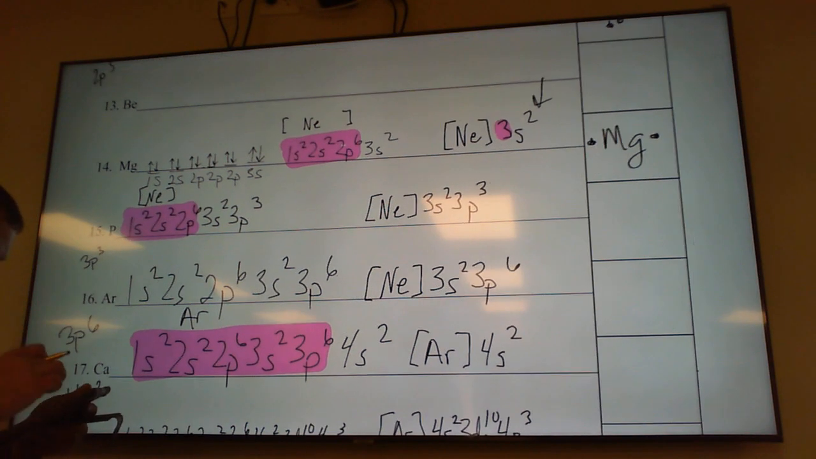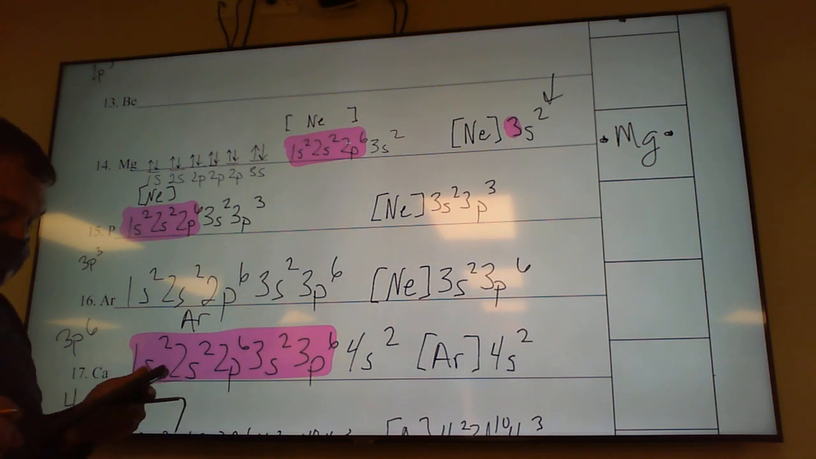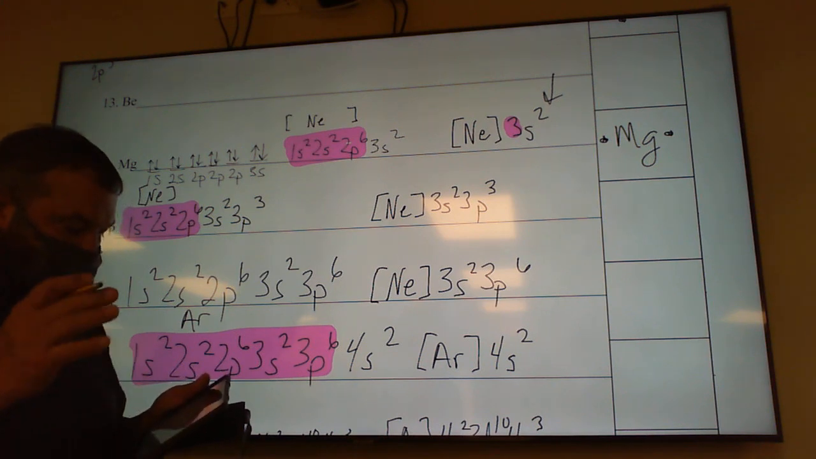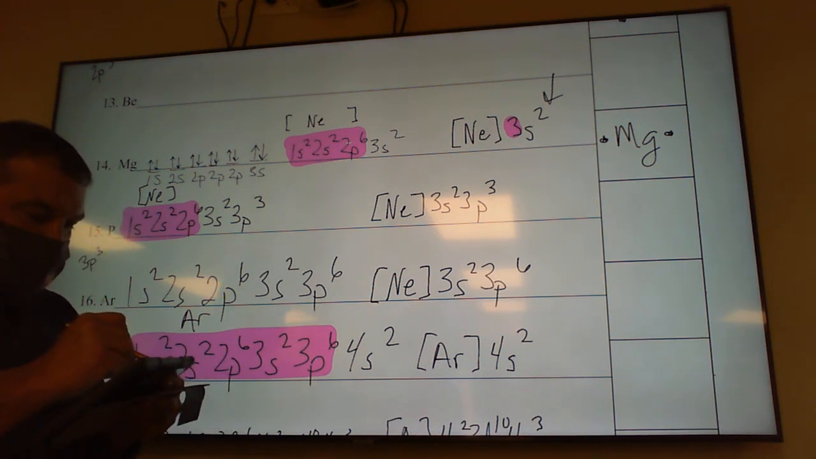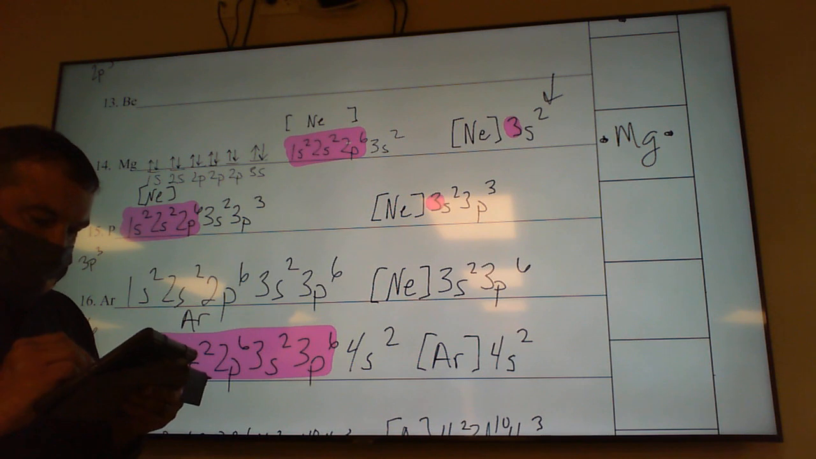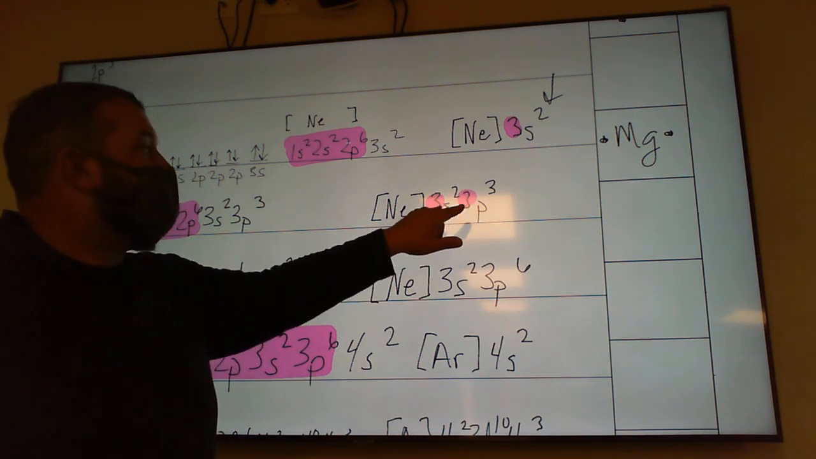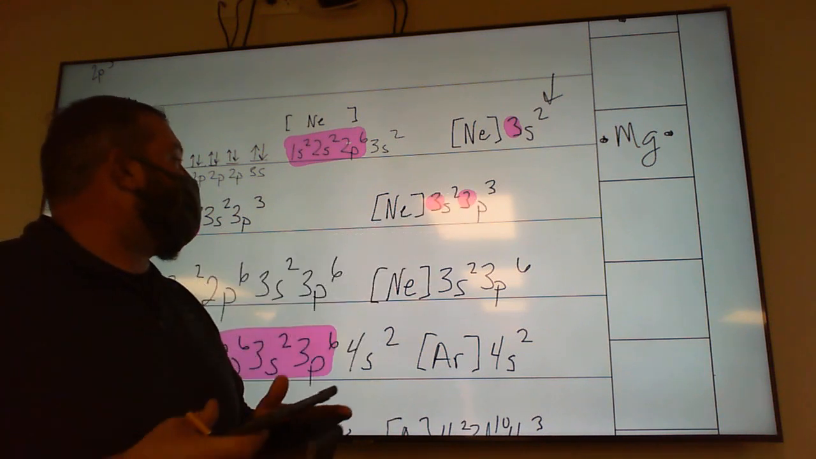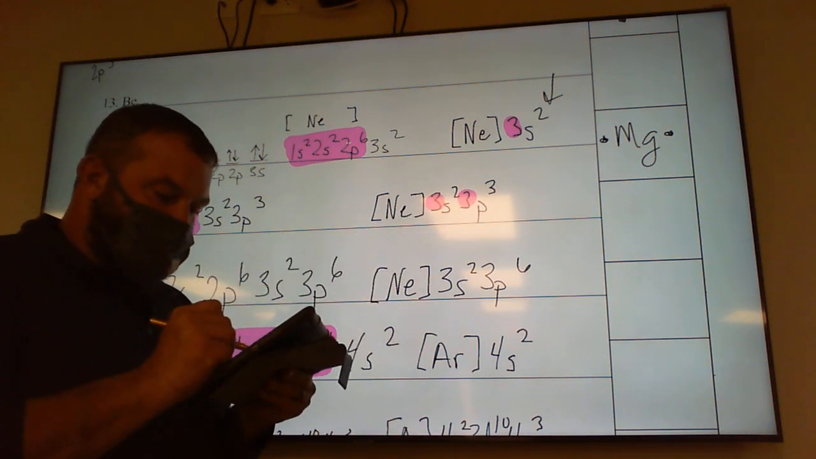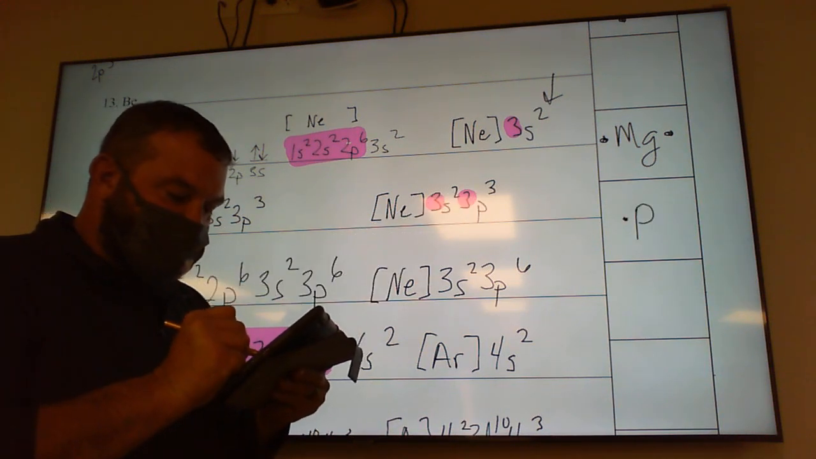Phosphorus. Phosphorus is in group 15. If I take a look, my highest principal energy level is the third. So if I add up my electrons, there's 5. So phosphorus gets 5 electrons.